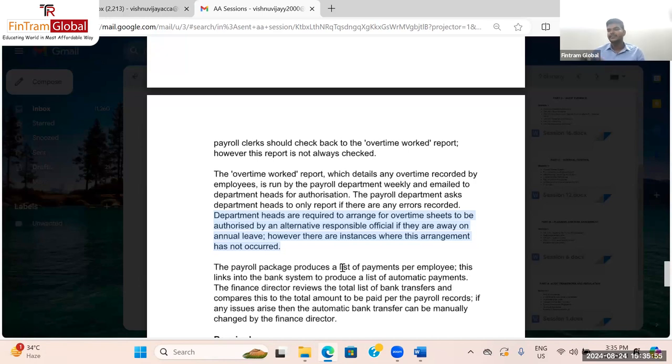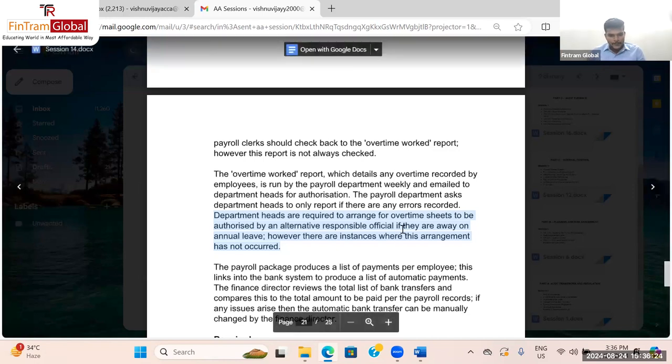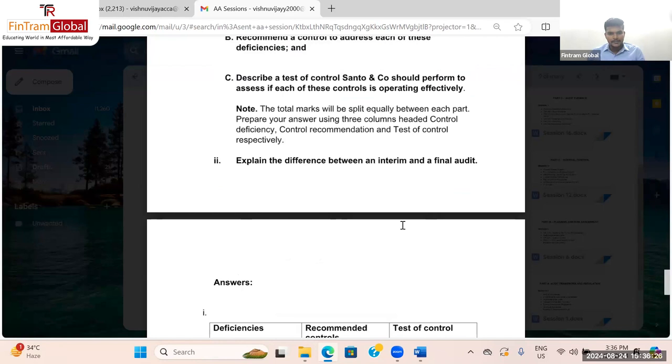The control recommendation is simple. The problem was that there is no alternative person, so the solution is to hire an alternative person, or ensure that there is an alternative team who would be responsible for doing this. Simple as that. And as a test of control, we can inquire with certain team members to see what the process is, as in whether someone from HR or someone else would be taking the place of these departmental heads, or some other arrangement. So, yeah, that would be all.